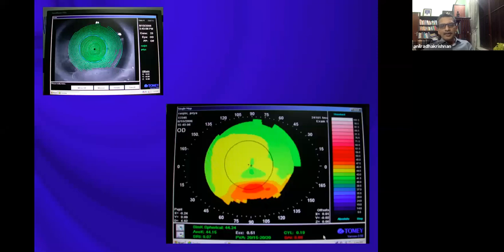You'll be wondering, what is this? There is a steep area exactly at the central part, and that too, quite a bit of steep area. That is because of the meniscus from the tear film. So if you have a large meniscus, it can appear like a steepened cornea. So you have to be aware of that.